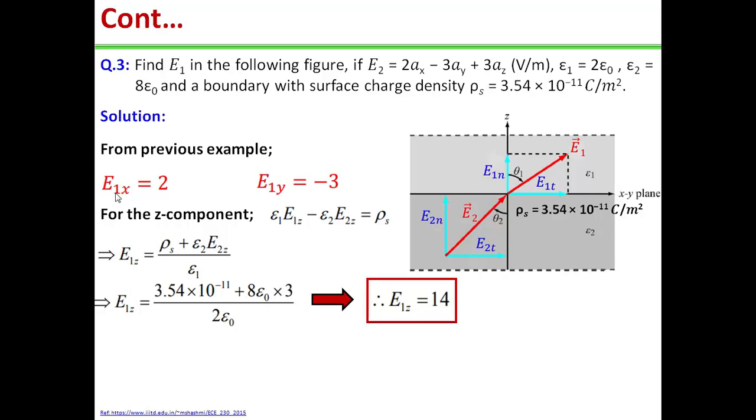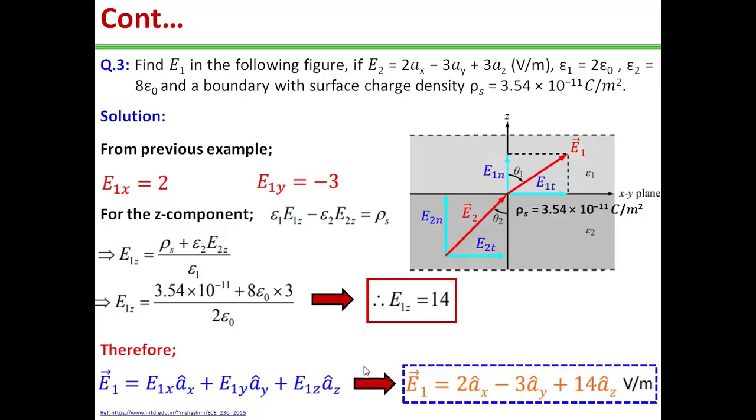And we have already calculated E1x and E1y. So after putting the values of E1x, E1y, E1z, we will get the electric field in medium 1, such as E1 is equal to 2ax minus 3ay plus 14az volt per meter. And this 14 includes the surface charge density rho s.